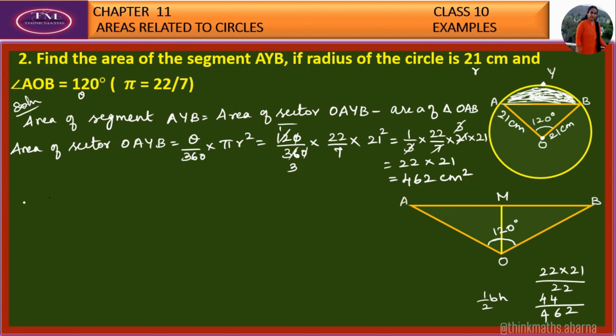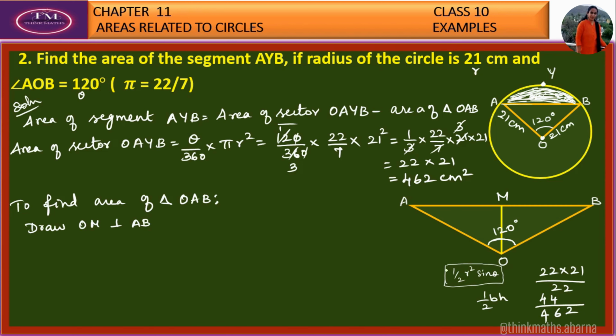So next part is to find the area of triangle OAB. So we have to draw OM perpendicular to AB because the angle here is 120 degree. So we cannot apply the formula 1 by 2 r square sine theta. As theta will take 120 degree, sine 120 degree, in this 10th standard, we are not able to find sine 120 degree. So we are going to draw OM perpendicular to AB. Okay. So now we are going to move on to the next step.